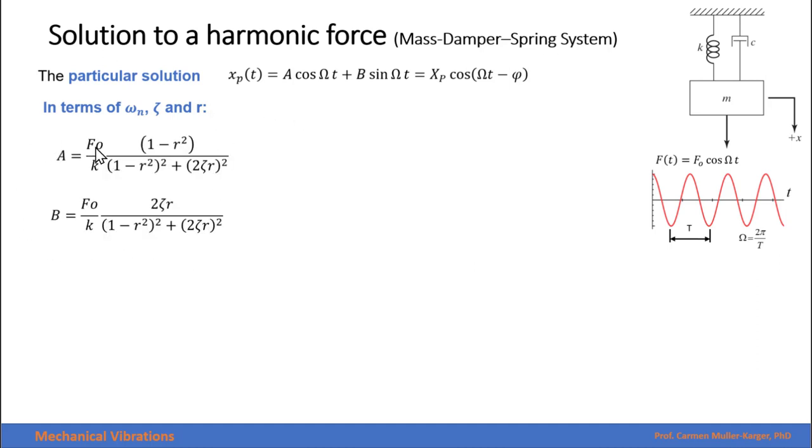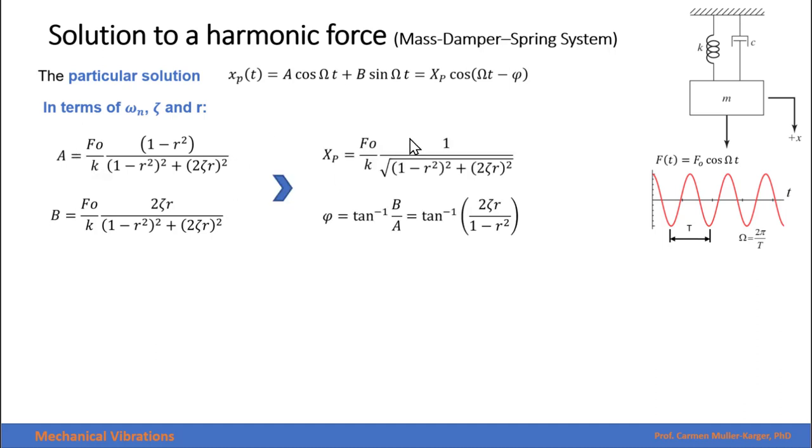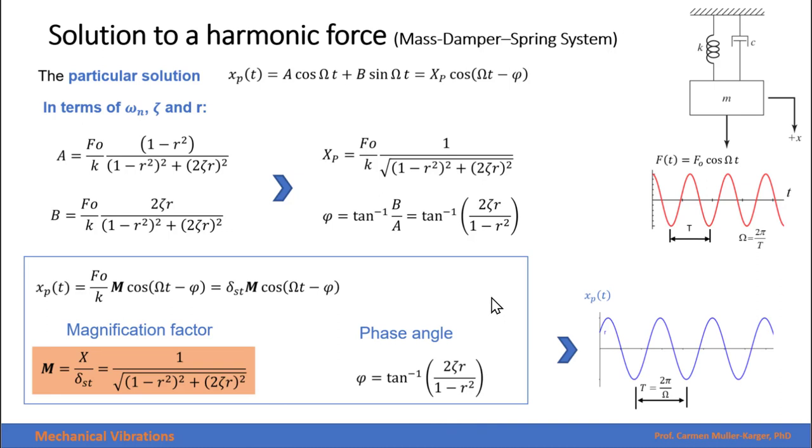We found that A and B, which are these two constants, can be expressed with these equations. And now if I take the square root of a squared plus b squared, I get this value over here. And this is the phase angle. Now we can express our solution as F sub 0 over k, also the static deflection, and we can call this term over here, which is in this orange box, the magnification factor.